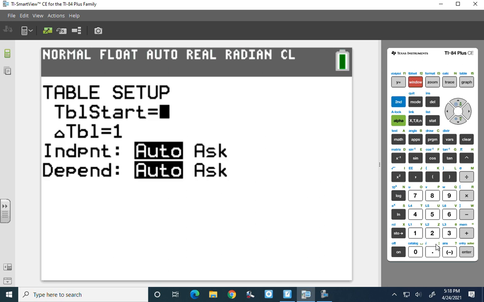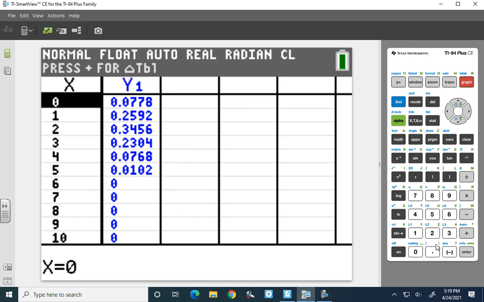Actually, go to the table setup first just to make sure it's set up correctly. You want to start out at 0. You want to change by 1 and make sure it's going to automatically generate the table for us. And now when we go to our table, here are the values that we're looking for.